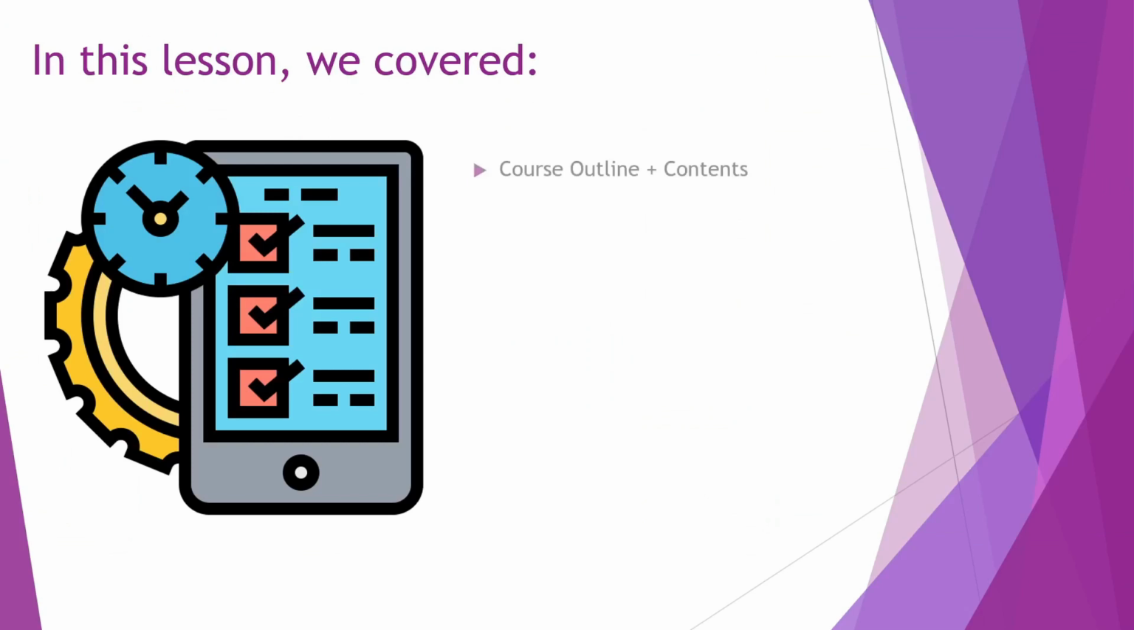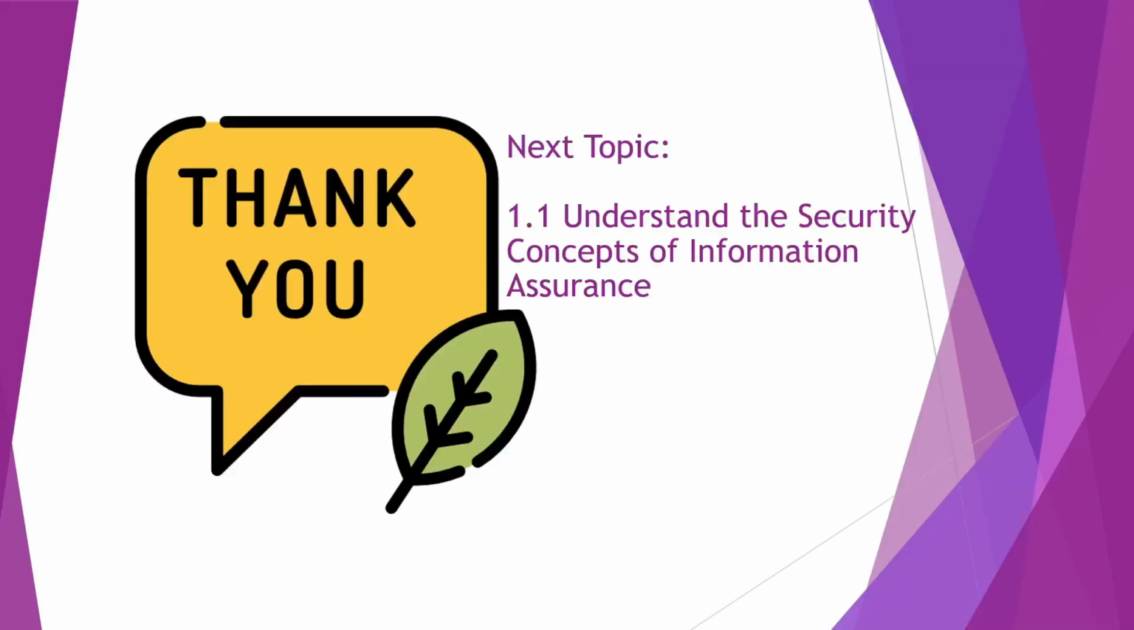So that brings us to the end of this lesson. In this lesson, we've covered the course outline and its contents, the exam outline, and some certification roadmaps that I find useful. In the next lesson, we will cover topic 1.1, understand the security concepts of information assurance.